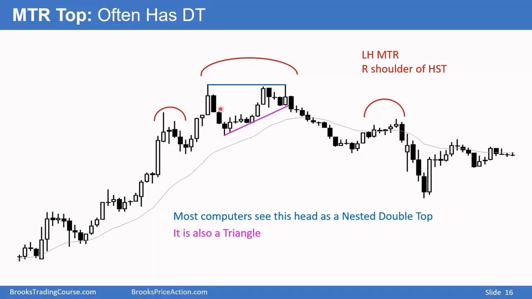It's also a triangle top. Three pushes up: 1, 2, 3. Triangle is a breakout mode pattern. It can lead to trend resumption up or trend reversal down. Again, the right shoulder is a double top, the left shoulder is a double top, the head is a double top. So you have nested reversal patterns, smaller reversal patterns within a larger reversal pattern.